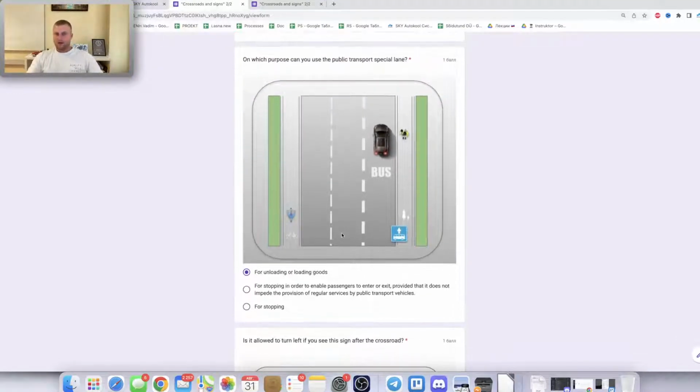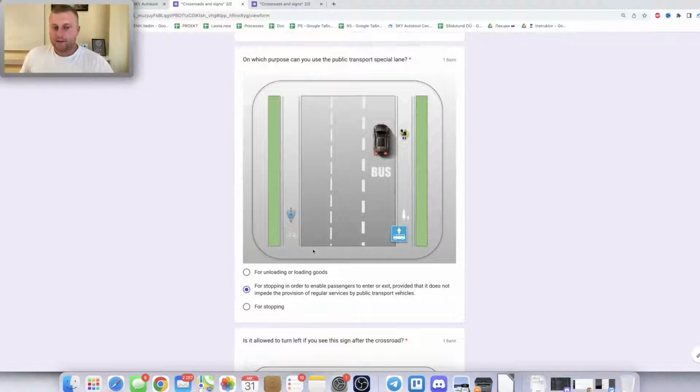Yeah, loading and unloading the goods, B group. The B, the second one: for stopping in order to enable the passenger to enter or exit, provided that it does not impede the provision of regular services by the public transport. The second one. Okay. But can I use it for loading and unloading goods? No. Why no? Short time, not a very long time. Yes, because loading and unloading take more time than dropping or taking passengers.